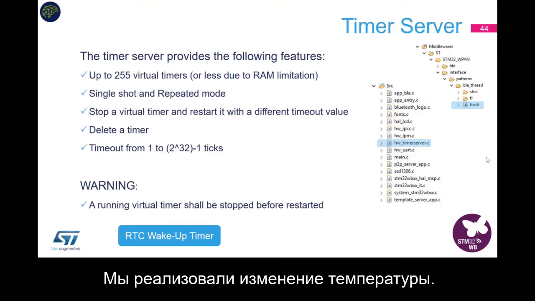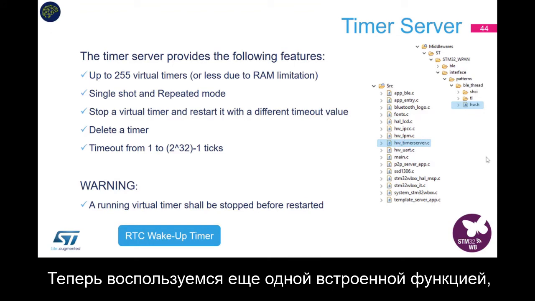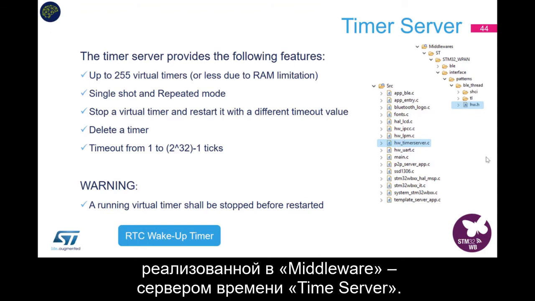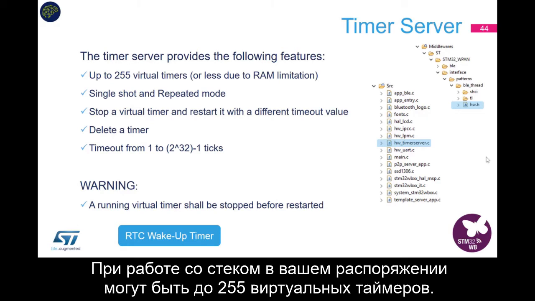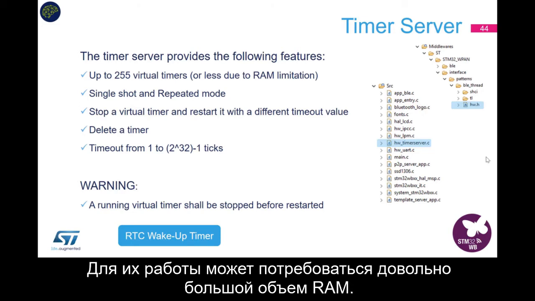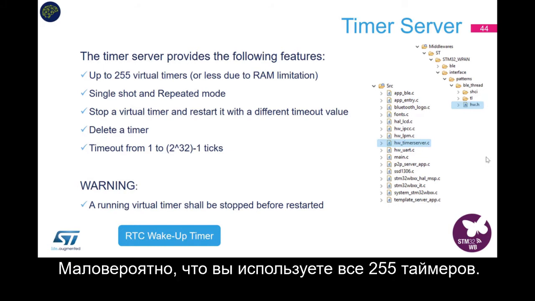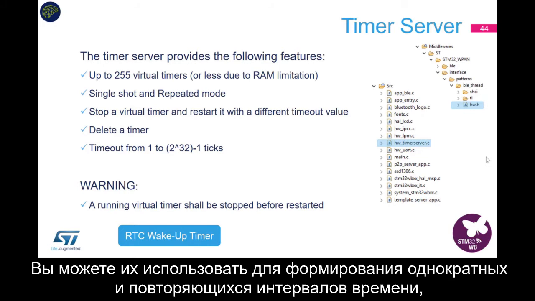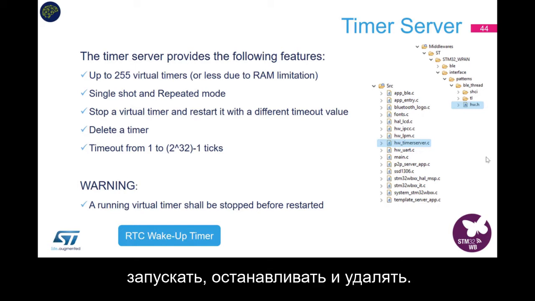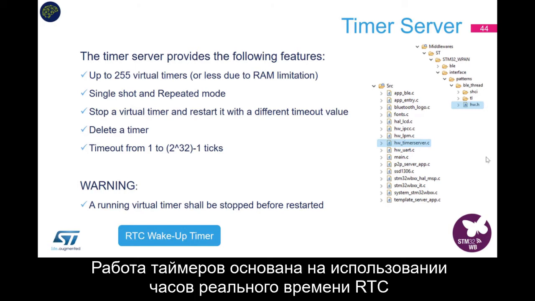So that we get the updates coming through, we're going to use another feature that's built into our middlewares, which is our time server. So you can have up to 255 virtual timers running in the library stack. It will take up a reasonable amount of RAM, so chances are you probably won't be able to get 255 in, but it means you can do single shot timings, repeated modes, you can start and stop, you can delete timers. So again, it's similar to what we have with the various low power modes and the various tasks. You can set them up, you can have the same structure with it.